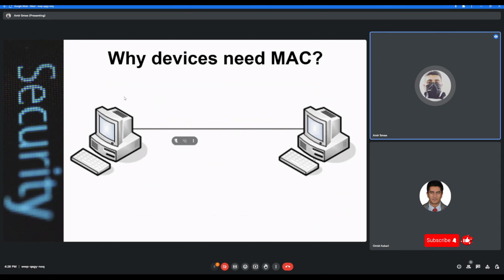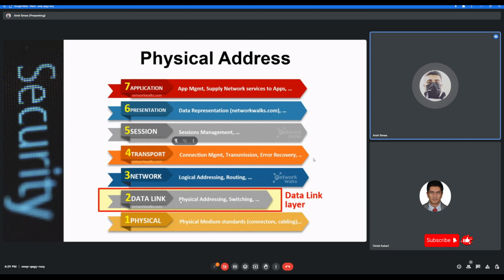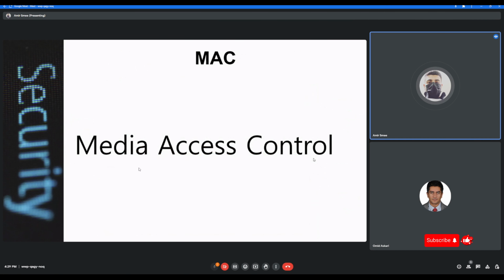Physical address. Suppose we have two computers in our organization, and these two computers must have each other's addresses so that they can talk and send data to each other. One of the tasks of the second layer in the OSI model is to register this physical address, which we call the MAC address. Note that in the future, we will have a video with Mr. Omid in which we will explain the cyber attacks related to each OSI layer. Okay, return to the presentation.